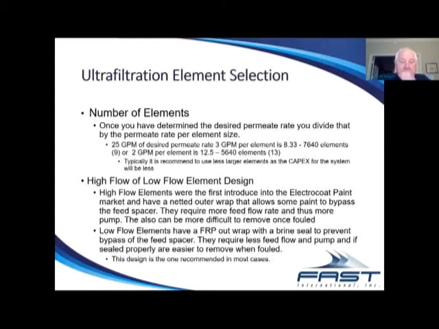Number of elements. Of course, once you know the total permeate rate needed and the amount of permeate per element, you can just calculate the number of elements you're going to need. In the first example here, we have 25 gallons a minute of desired permeate rate and 3 gallons a minute permeate per element, where you need 8.33 7640 elements, which really translates to 9. You don't want to go back down, you always want to go slightly larger. Or at 2 gallons a minute for a 5640 element, you need 12.5 elements, or 13 overall.